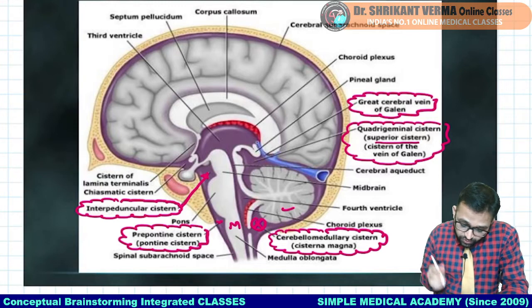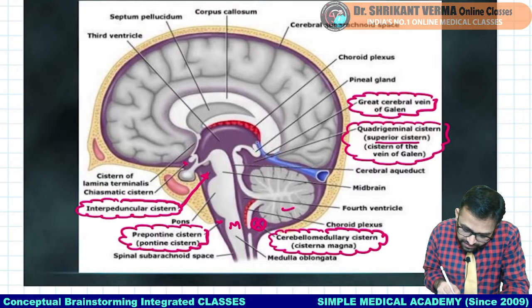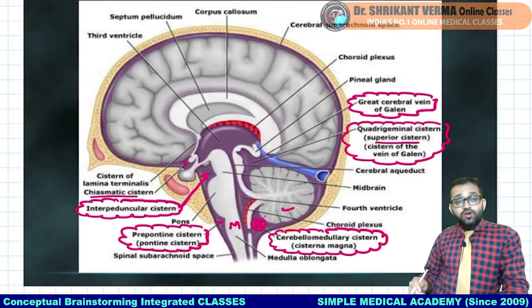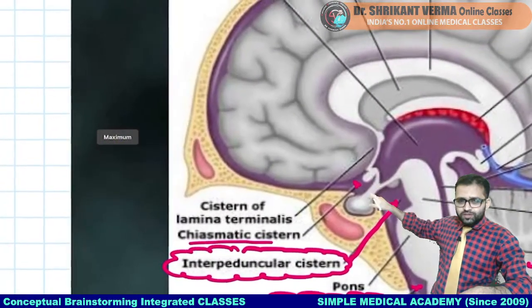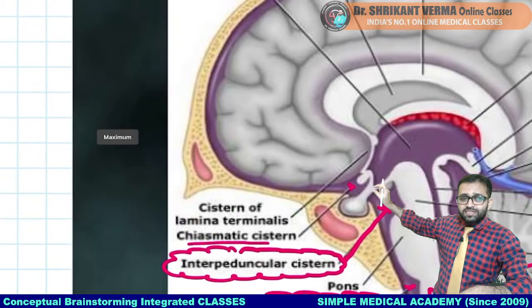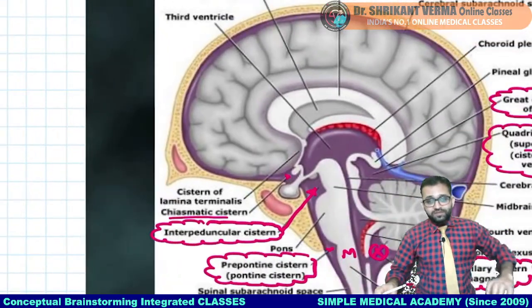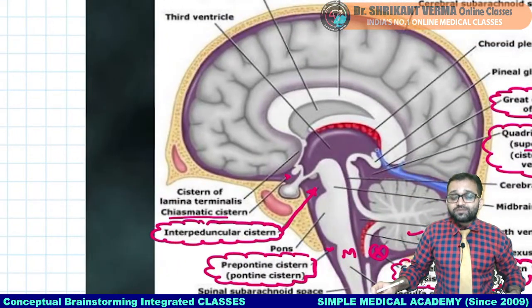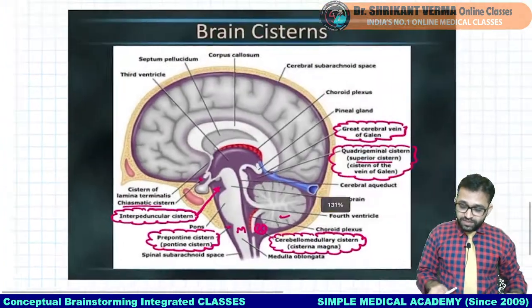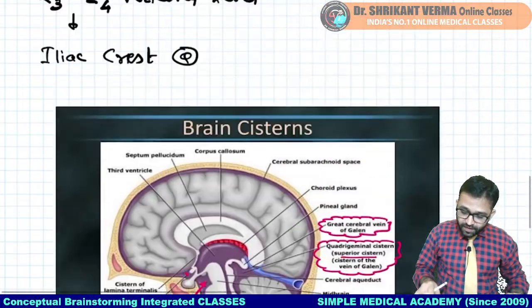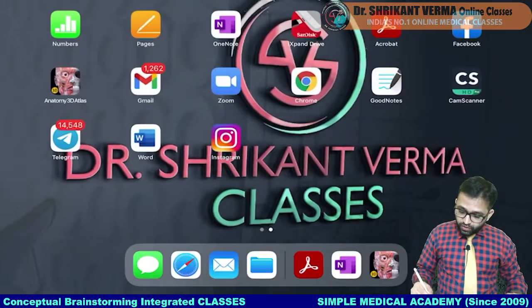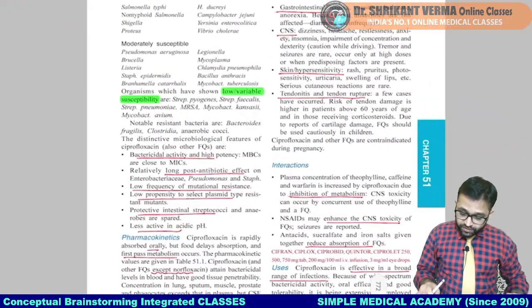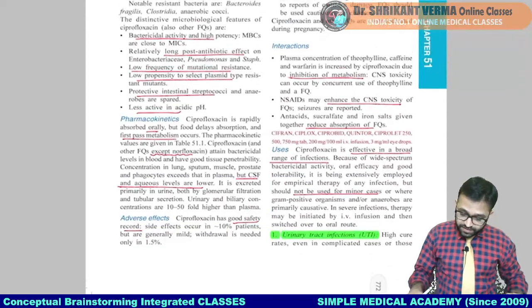Fine. Now a few small cisterns, like cisterna chiasmaticus, near the optic chiasma. Yes, this is our pituitary gland and here is our optic chiasma. So just near our pituitary gland there is a space. There is a reservoir of the CSF that is known as the chiasmatic cistern. Fine. So these are our different points. Now try to understand. We are going to talk about more points.